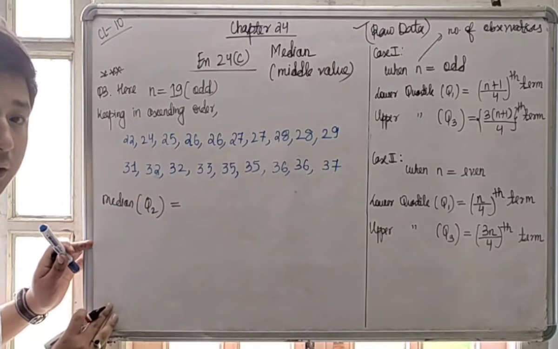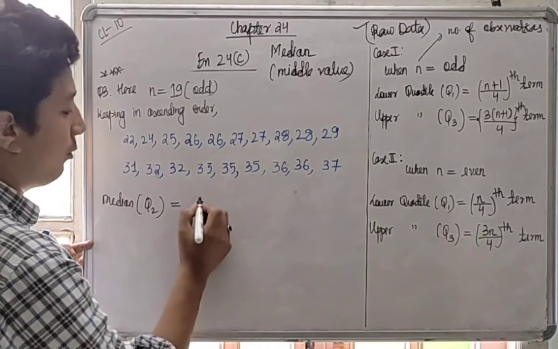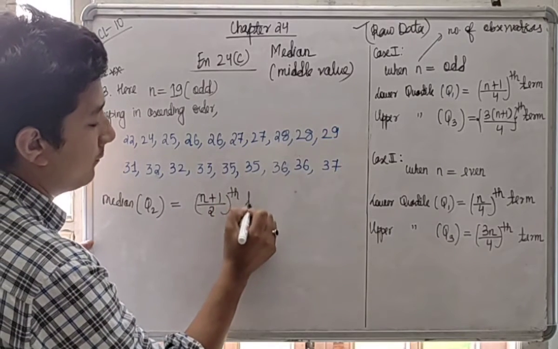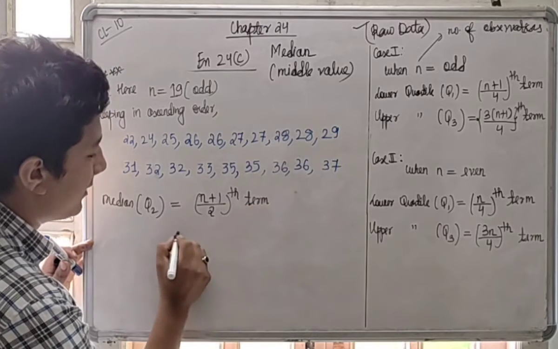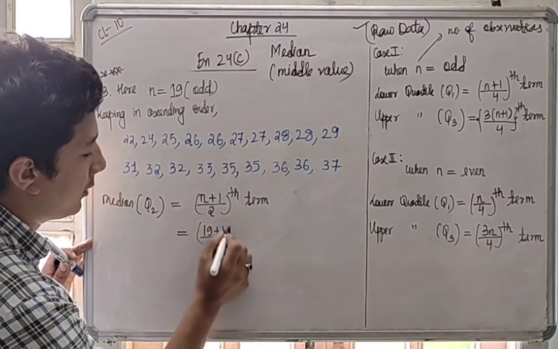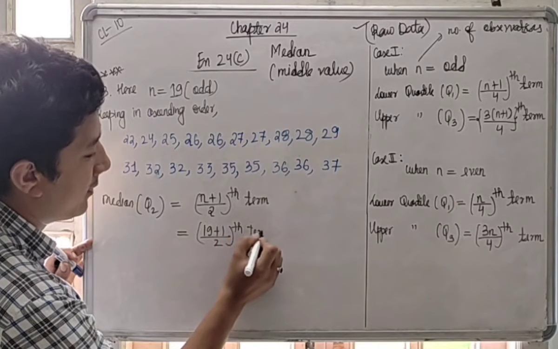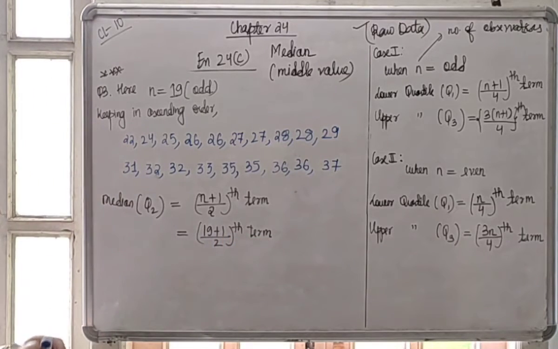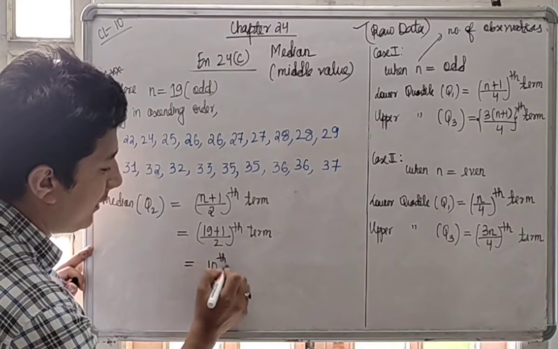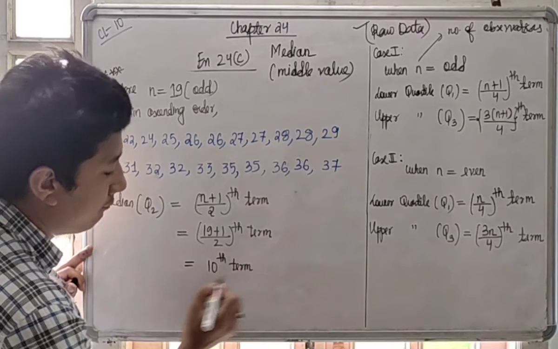Median means Q2. When n is odd, we know the formula, boys: the (n plus 1) divided by 2th term. So what is n? N is 19. So the (19 plus 1) divided by 2th term will be my median. I hope I'm clear with this, boys. So 19 plus 1 is 20, and 20 by 2 means the 10th term. The 10th term will be the median.